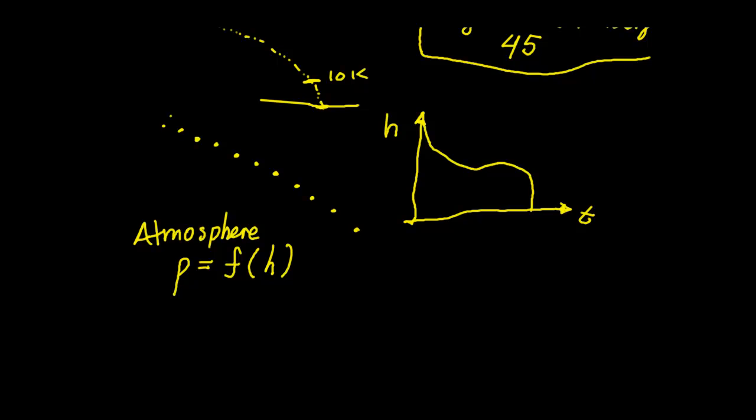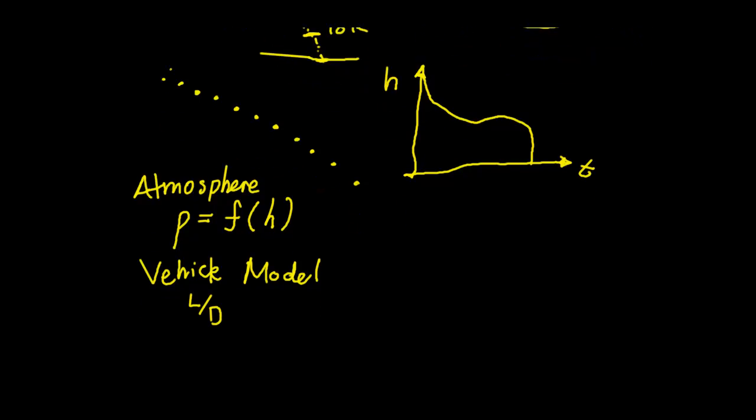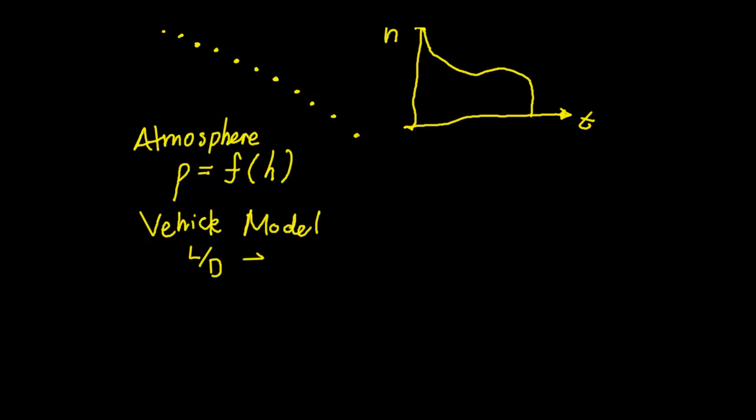You also need to have an accurate vehicle model. What this means is you need to understand things like the lift to drag ratio for your vehicle. This is a ratio of your lift coefficient, CL, that we talked about earlier, to your drag coefficient. We call this your L over D.